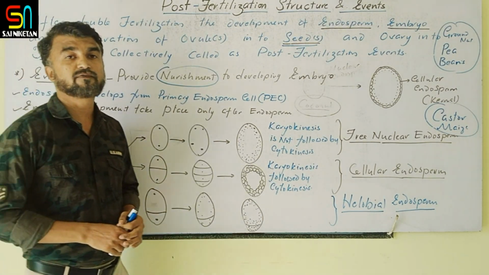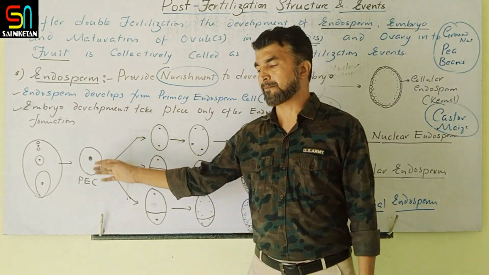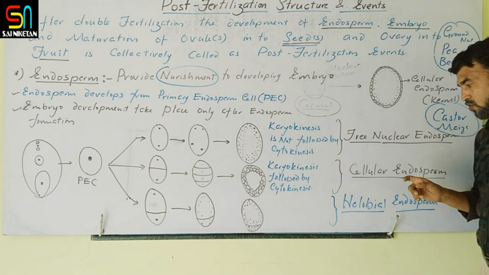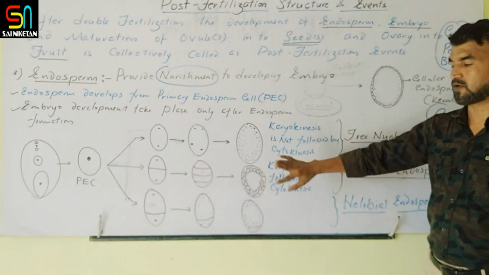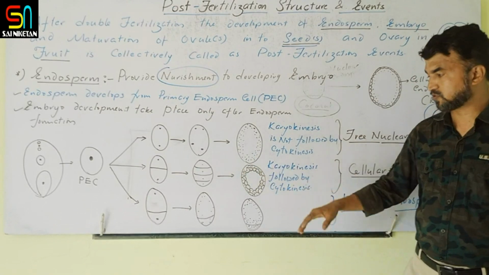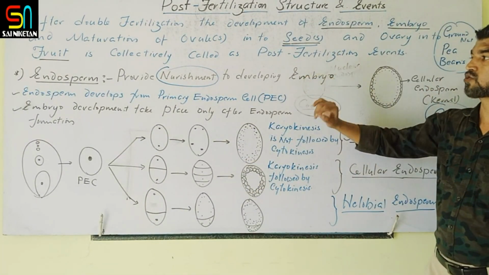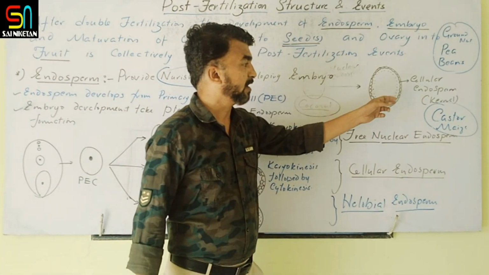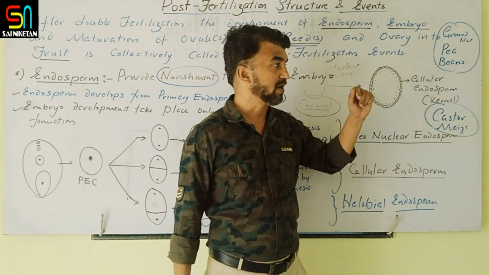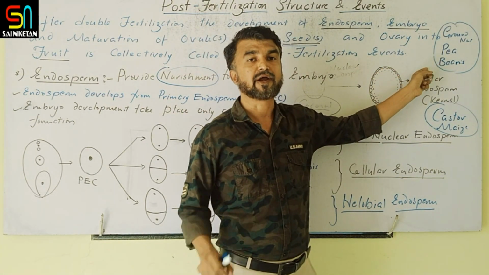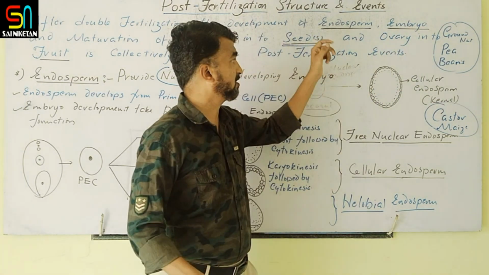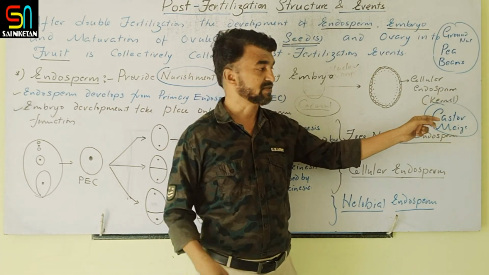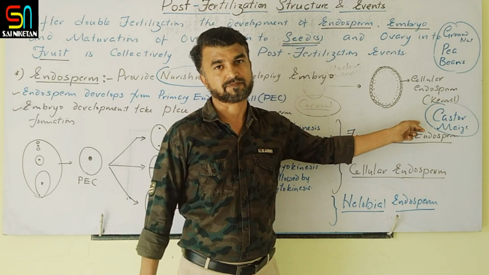The endosperm develops from the primary endosperm cell. Based on the type of nuclear division, endosperms are either free nuclear endosperm or cellular endosperm. Helobial endosperm is in between, the intermediate type, so it shows both characters. The endosperm acts as a nourishing tissue for the developing embryo. During embryo development, the endosperm is either completely or partially utilized. In groundnut, pea and beans, the endosperm is completely utilized, so in the mature seed endosperm is totally absent. In castor and maize, the endosperm is partially utilized, so these seeds contain endosperm.